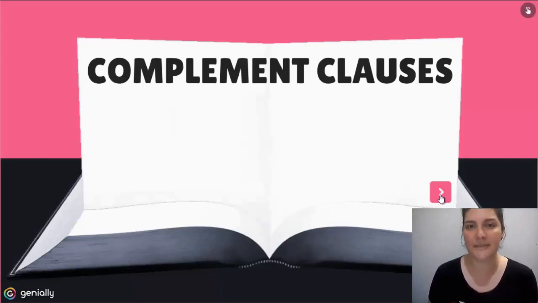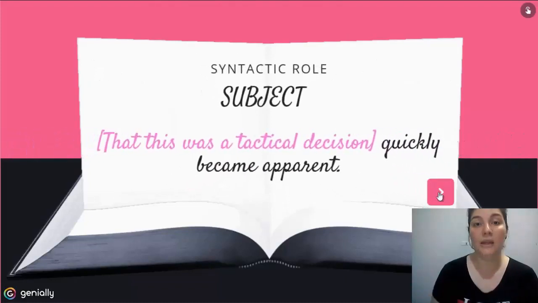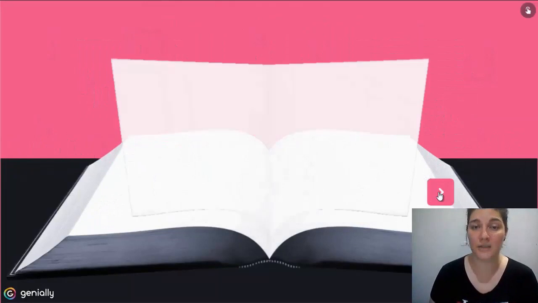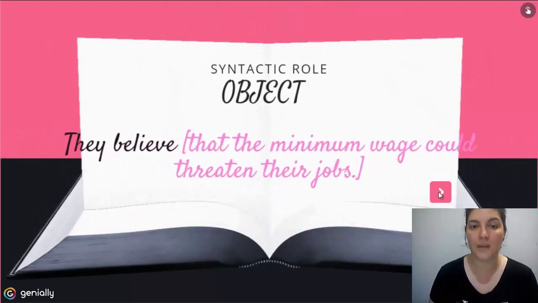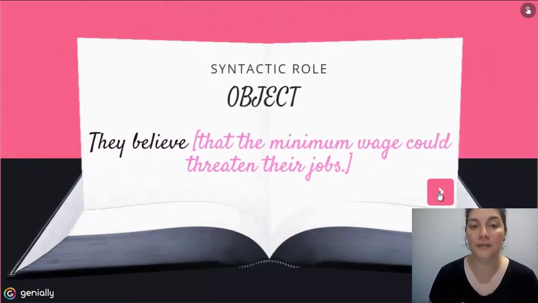Let's see some examples. In this first example, we can see a finite dependent clause which begins with a subordinator that being the subject of this clause. It's acting as the subject. The second syntactic role we'll see is the one of the object. In this case, we can see the finite dependent clause placed in the slot of an object. It's placed also after a transitive verb which is believe. Believe what? That the minimum wage would threaten their jobs.